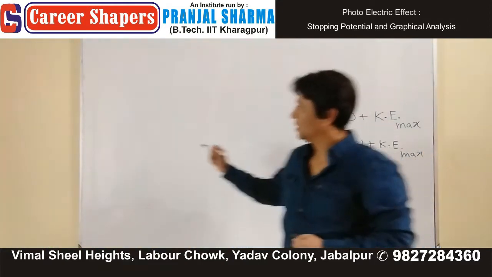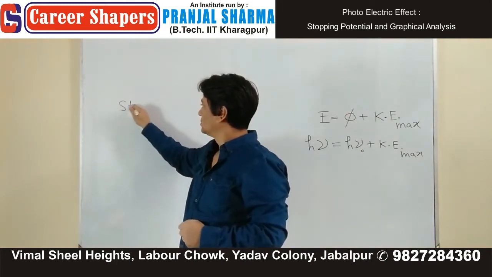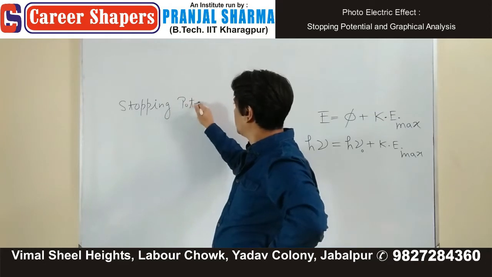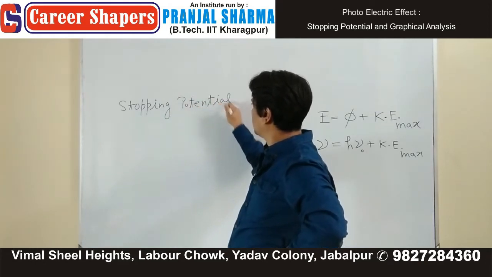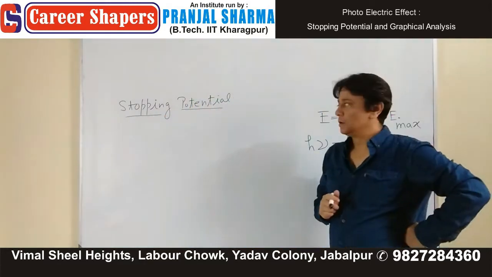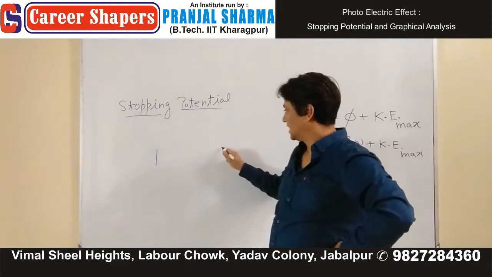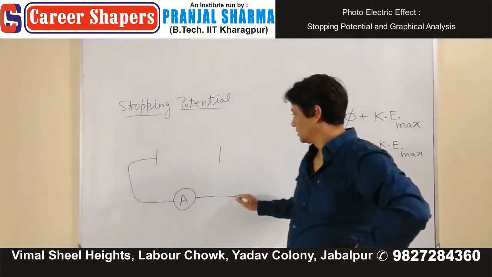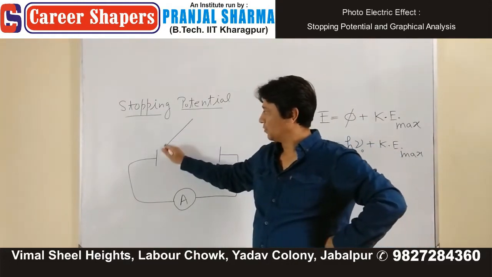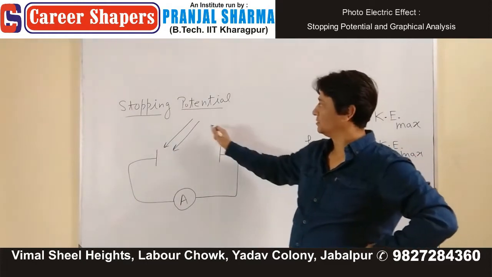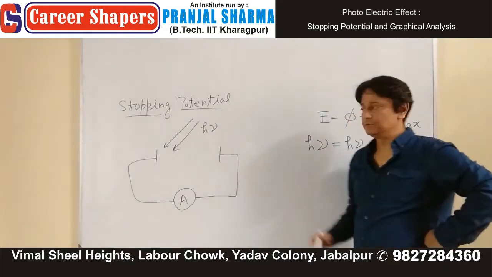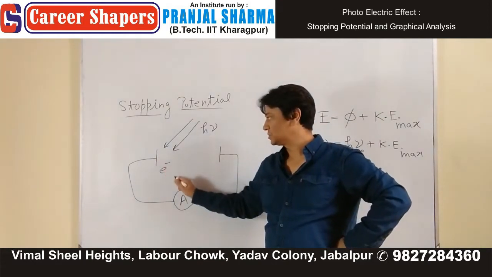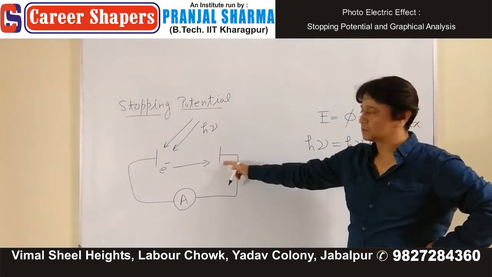Now, let's talk about stopping potential. This was the setup for the photoelectric effect. Photons arrive at this plate having an energy of h nu, and this is the emitter plate. From the emitter plate, electrons start moving in this direction and then they are received by this plate.